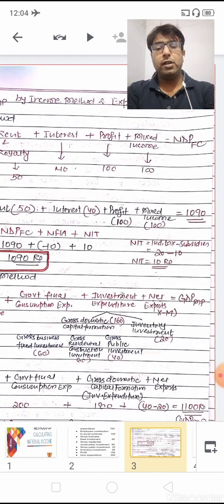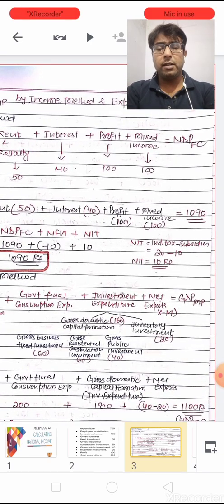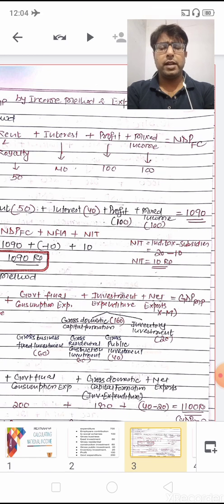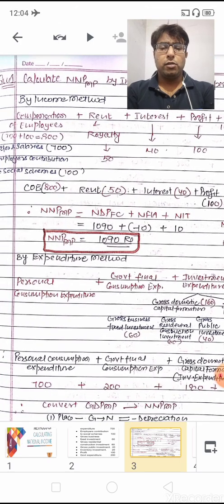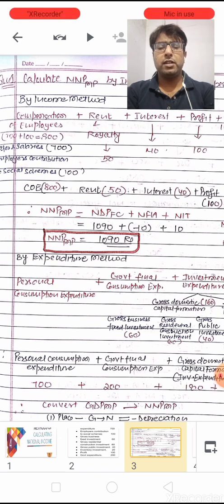How is the value of NIT 10? We will apply the formula of NIT. NIT is equal to indirect tax minus subsidies. The value of indirect tax is 20, whereas subsidies is 10. So 20 minus 10, it becomes rupees 10. That is the value of NIT. So with these values, we will find out NNP, that is 1090 rupees. This is the answer by the income method.